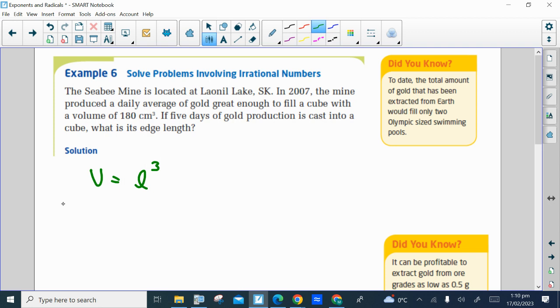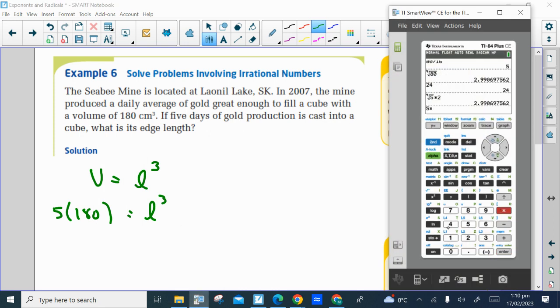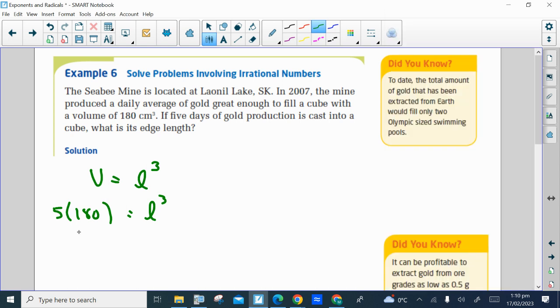And we're told that the volume is going to be produced from 5 days of gold. Each day they get about 180 cubic centimeters, and we're going to have 5 days worth of that. So 5 times 180 is 900. So 900 cubic centimeters is what L cubed equals.